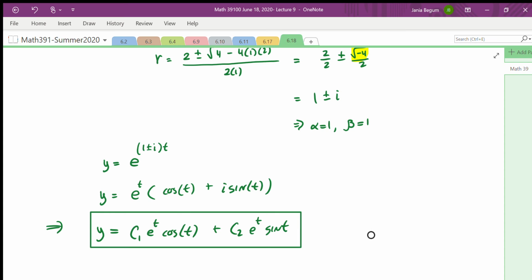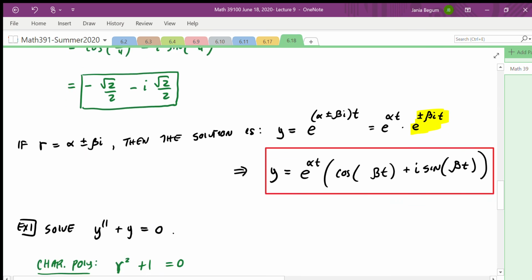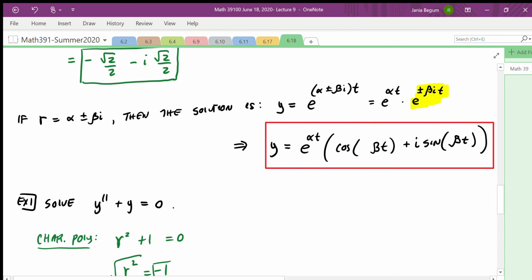So any questions up to here? Okay, and then from here, if I give you initial conditions, you can plug those in as well. Okay, now I'm going to take you back to this part right here where I said it's okay to ignore plus and minus beta i. Why is it okay to ignore?